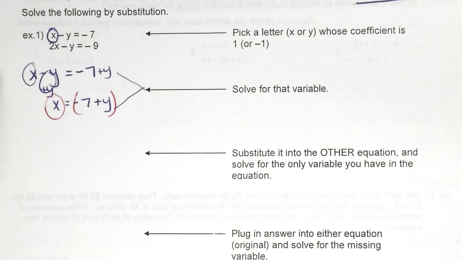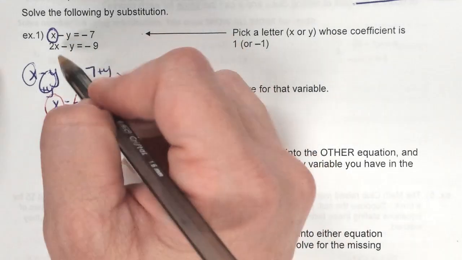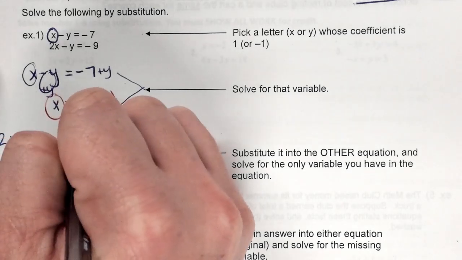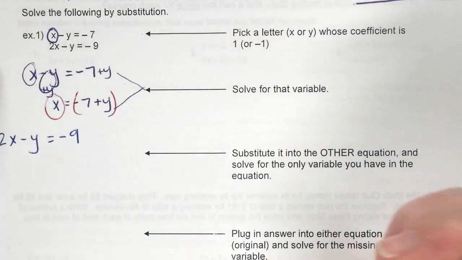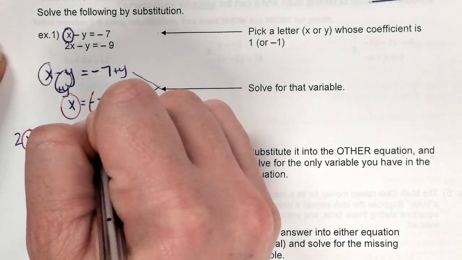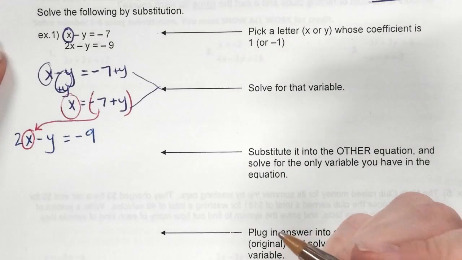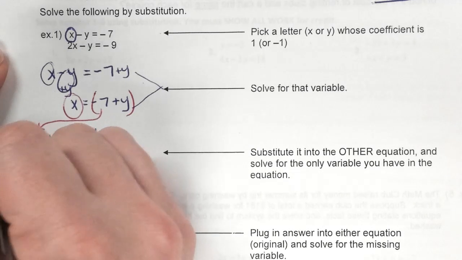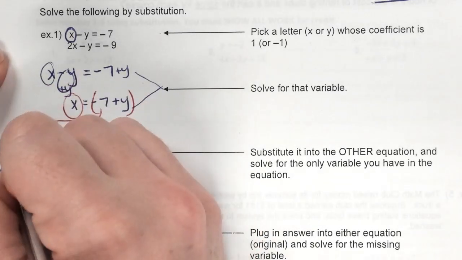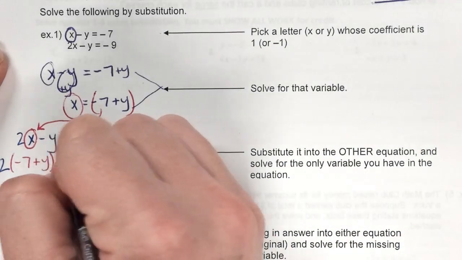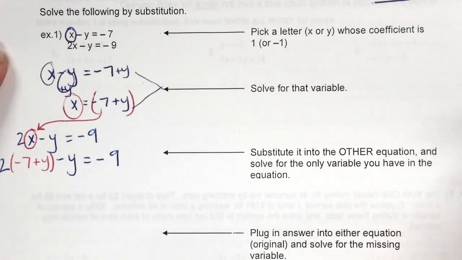So my next step says to substitute it into the other equation. So the equation we have not used, which is 2x minus y equals negative 9, is the equation that we're substituting it into. So if we know x equals this, I know that I can replace x with this, because if they're equal, they're the same. So I have 2 times negative 7 plus y, minus y equals negative 9.